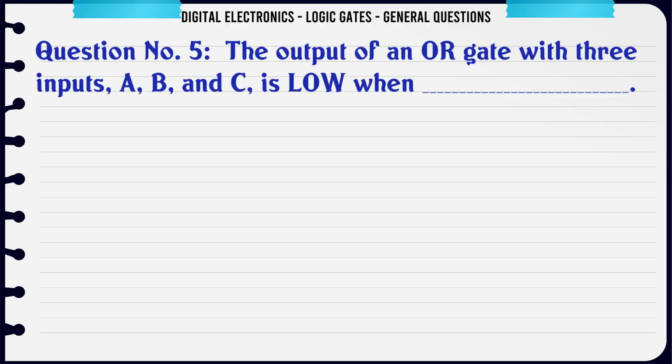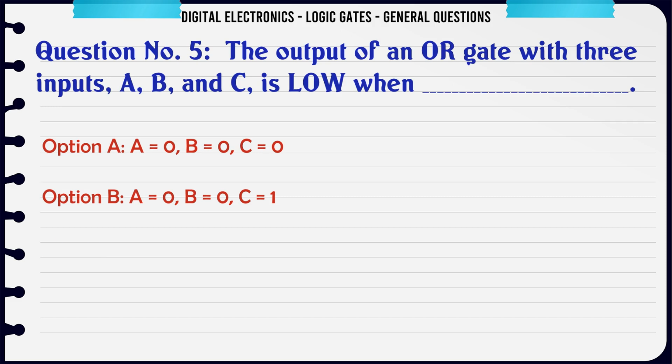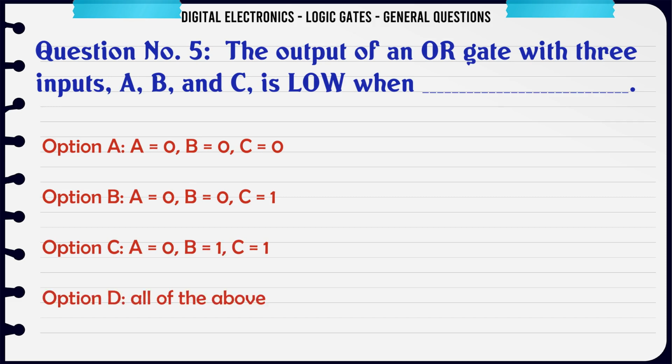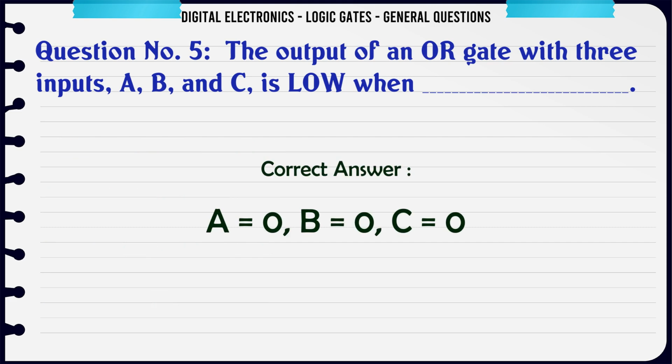The output of an OR gate with 3 inputs A, B, and C is low when: A) A=0, B=0, C=0; B) A=0, B=0, C=1; C) A=0, B=1, C=1; D) all of the above. The correct answer is A=0, B=0, C=0.